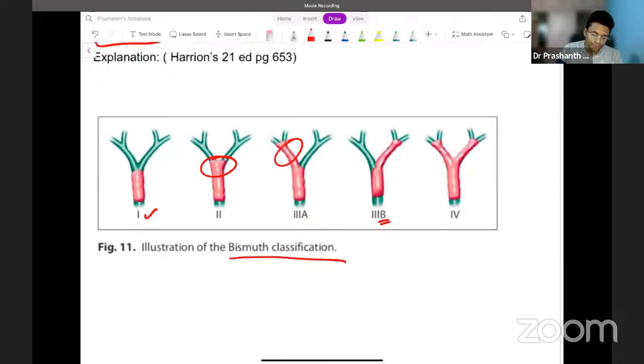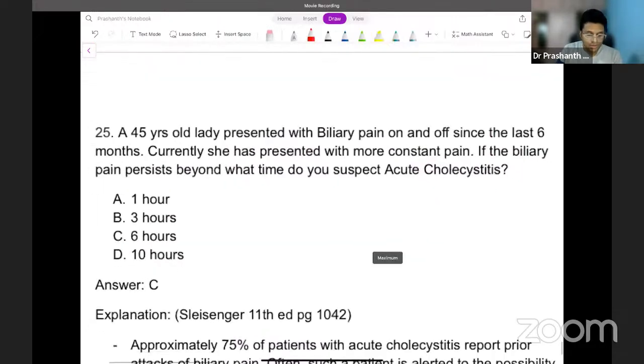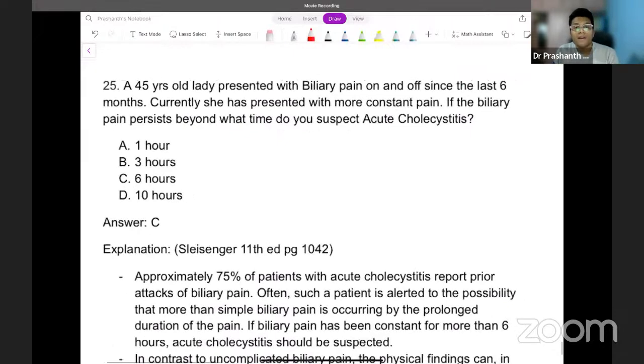Go through them. The next question is, I think this is the last question. Yes, 25th question. A 45-year-old presents with history of biliary pain on and off since last month. Currently, she has presented with more constant pain. If the biliary pain persists beyond what time will you suspect acute cholecystitis?